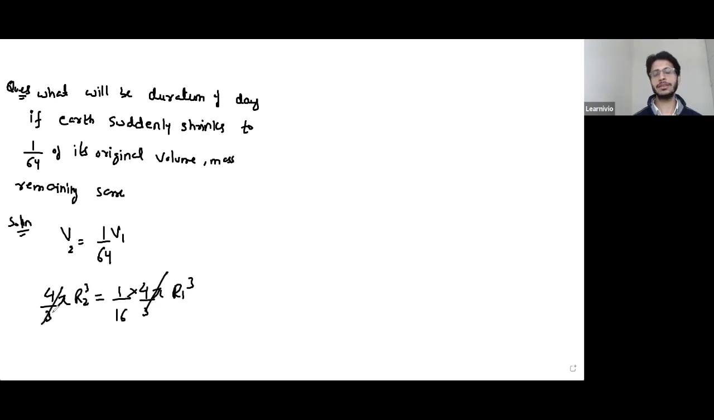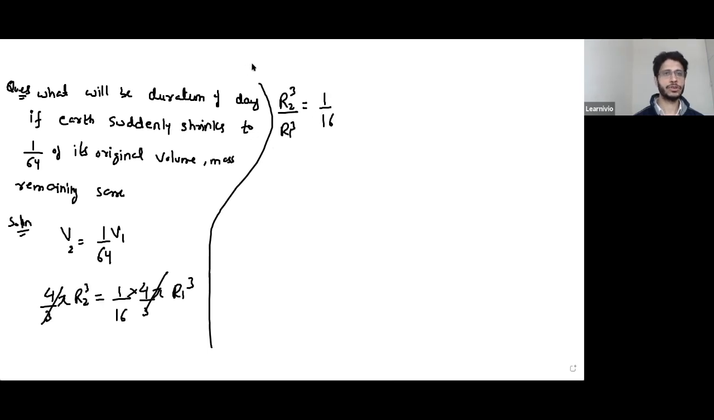4/3 pi will cancel this 4/3 pi. R2 cube by R1 cube will be 1/64. So if I take cube roots on both the sides, you will be left with R2 by R1 is 1/4. So that's the relation between R2 and R1. I call this equation number 1.